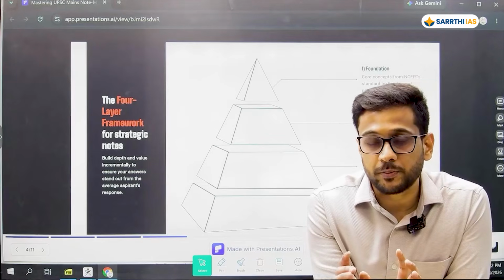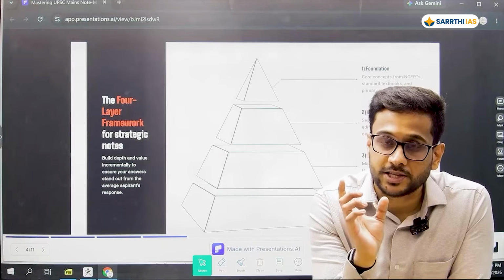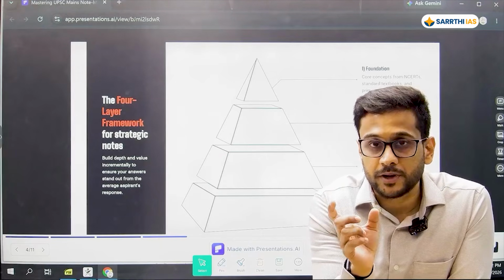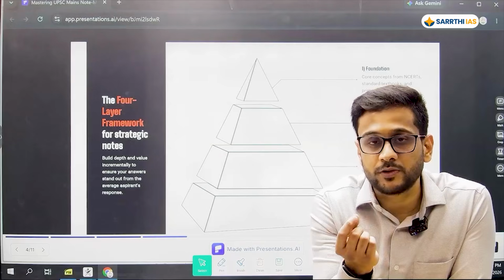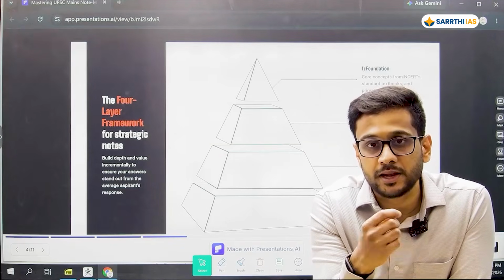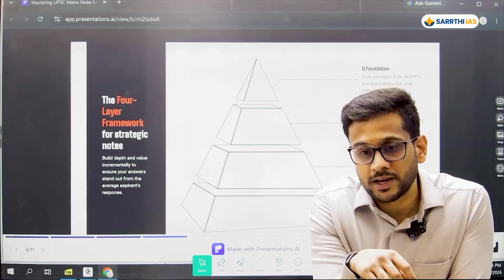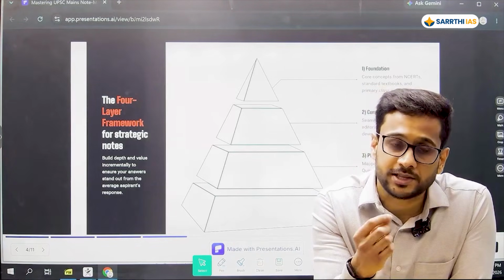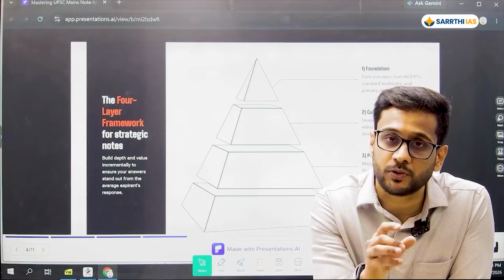In my case, what I used to do, I used to make a Telegram channel for each and every paper, and I used to take screenshots of newspaper editorials, or if I was reading any monthly magazine or yearly magazine, I used to take a screenshot and send it to that group. And just after the prelims examination, I used to consolidate it because it helps me retain more.